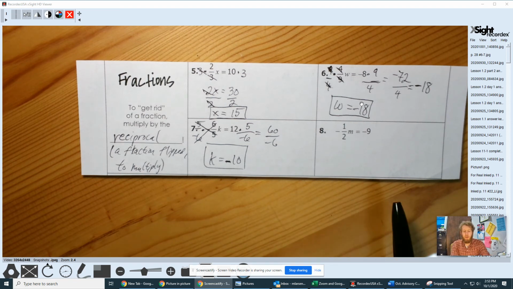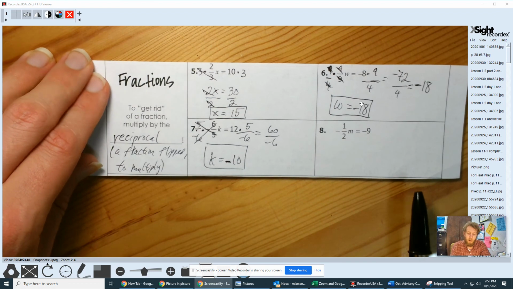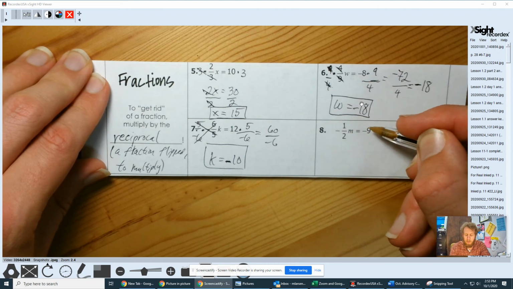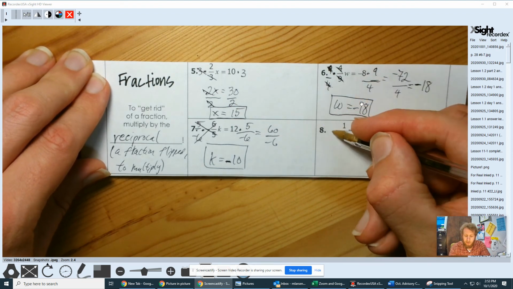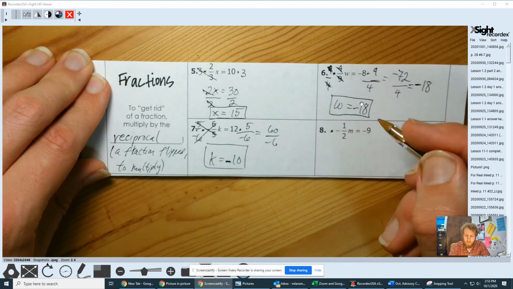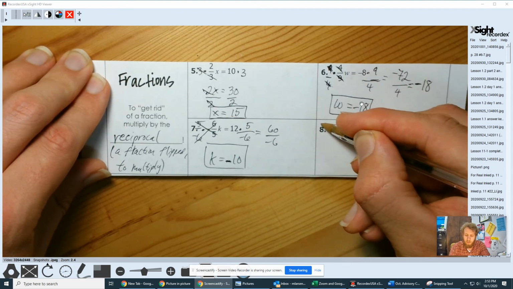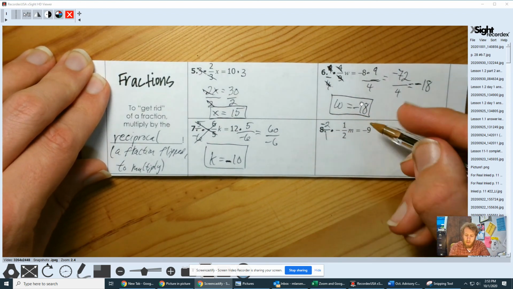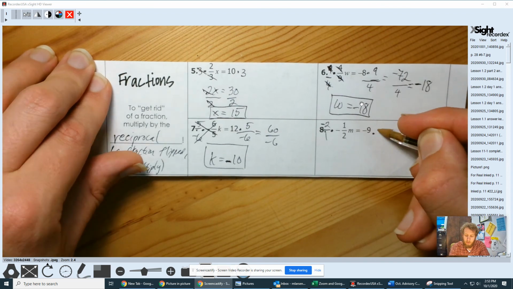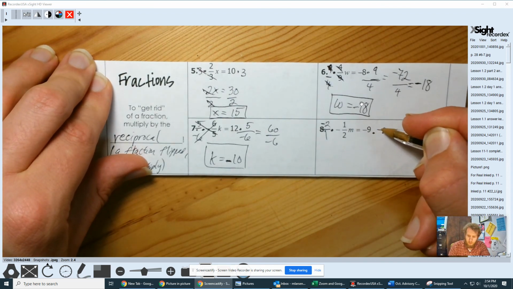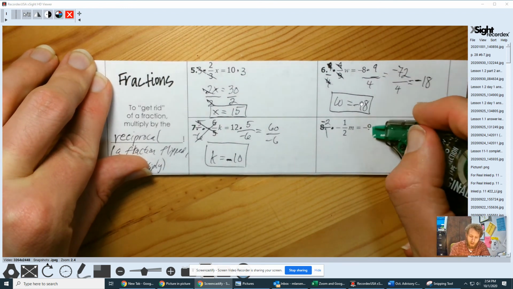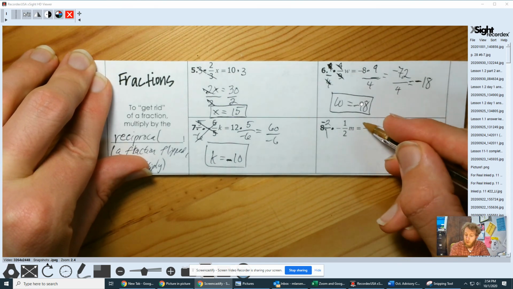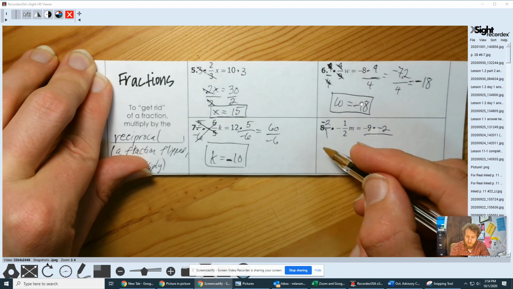This last one here is the most similar to the problem that you will have to solve on part of the homework. I have -1/2 times m equals -9. Let me see. I can take this and do the reciprocal also. And I can put the negative wherever I'd like for it to be. Let's have it be -2 this time, and I'm going to divide it by 1. So I have -2 multiplied by -9, and I also will divide it by 1.